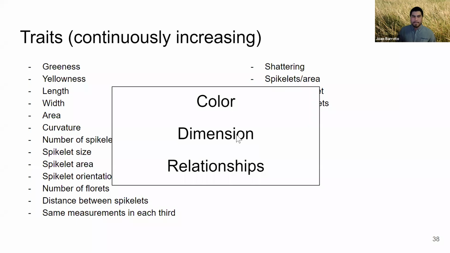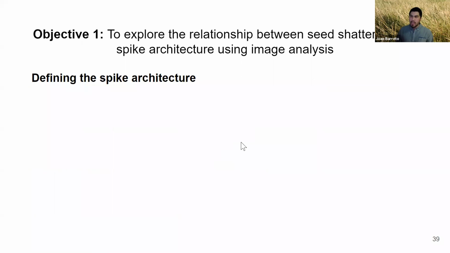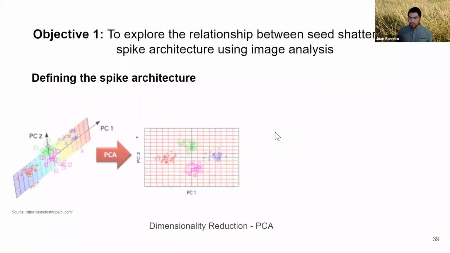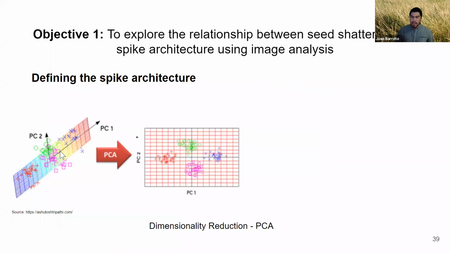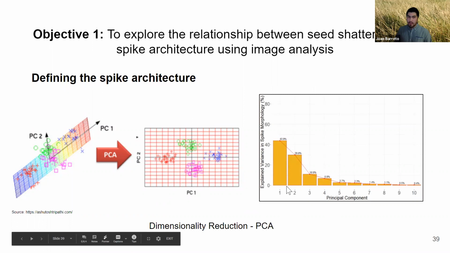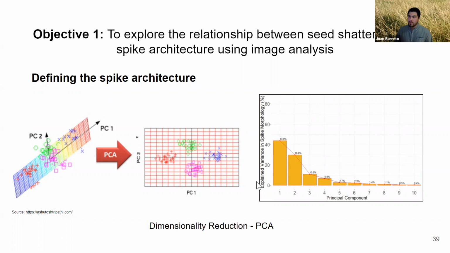Once we have these traits, we need to define what the spike architecture is. This is going to be done with multivariate methods, such as PCA, for example. The idea of PCA is that each color and each shape here represents a trait, and each trait has its own dimension. We will have multiple traits, which means multiple dimensions, but not all of them really represent the important part of spike architecture. What PCA does is help us reduce those dimensions to just the more meaningful ones. If I have, for example, 10 traits, then I'll have 10 principal components, where the initial principal components are the ones that explain most of the variation for the trait that I am looking at, which is spike morphology in this case.